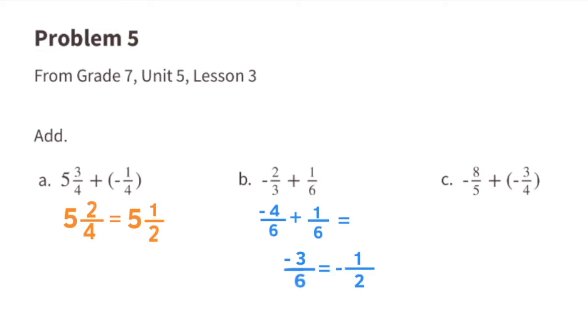C, negative 8/5 plus negative 3/4. Again, we need to find a common denominator. I'll use 20. Negative 8/5 is equivalent to negative 32 over 20. And negative 3/4 is equivalent to negative 15 over 20. Now the expression reads negative 32 over 20 plus a negative 15 over 20. Negative 32 plus a negative 15 is a negative 47. So the answer is negative 47 over 20.